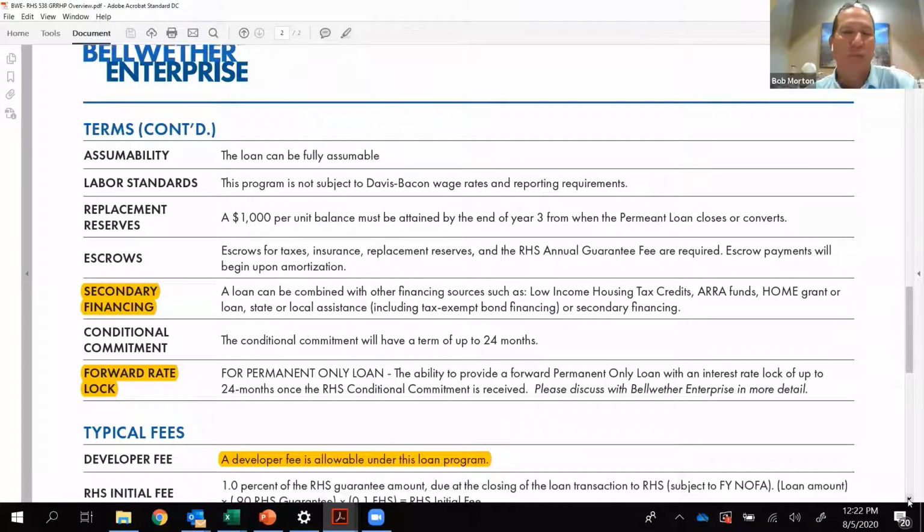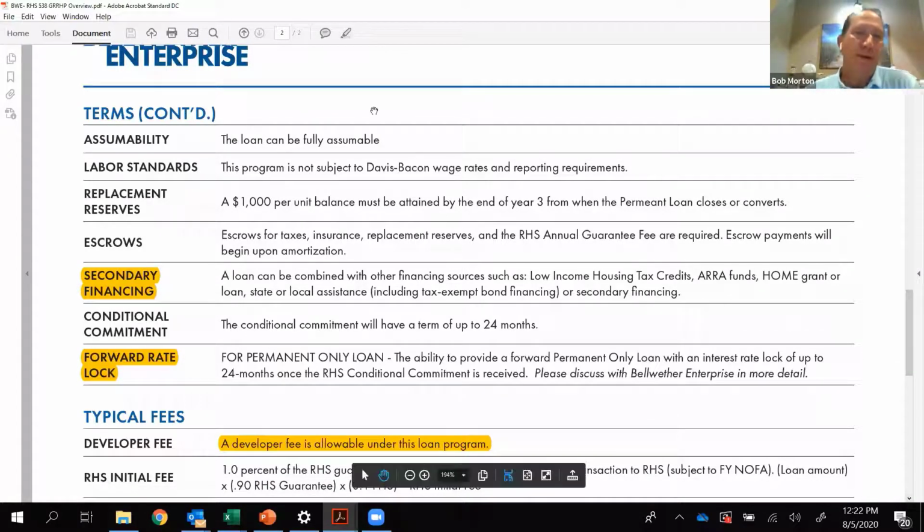I did mention HOME loans. Another one of the great components of this form of execution is there are all types of secondary financing allowed. Obviously, the 515 would be able to subordinate. We've had seller held seconds, HOME loans, CDBG, any other forms of state, local, or federal loans are also able to come on as long as they subordinate to the 538.